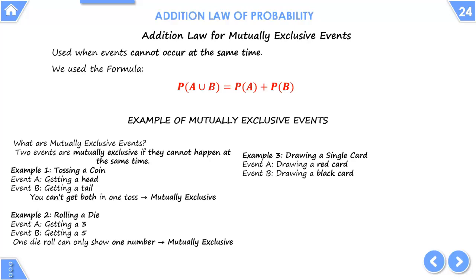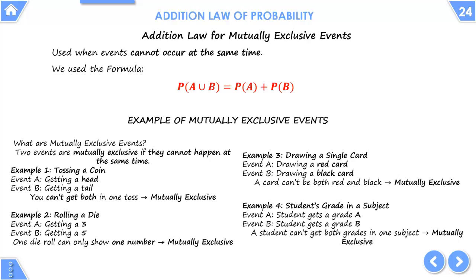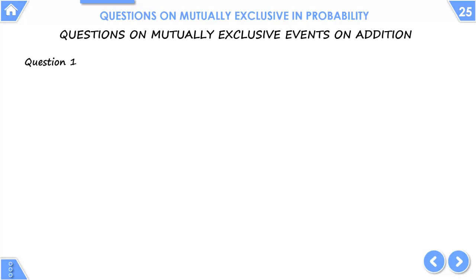Another example is drawing a card from a single deck: a red card and a black card can't both occur. And the last one, student grades. A student getting a grade A and a student getting a grade B cannot happen at the same time, and that is why these are mutually exclusive. When you see these examples listed, you should understand that questions on mutually exclusive events on addition are going to be asked.